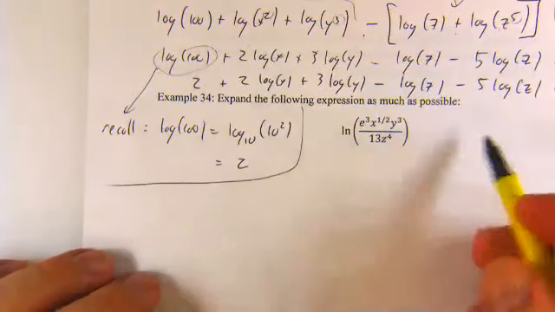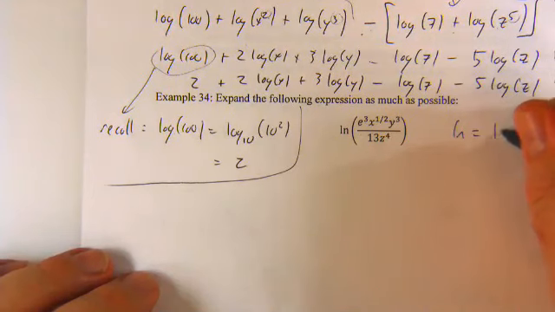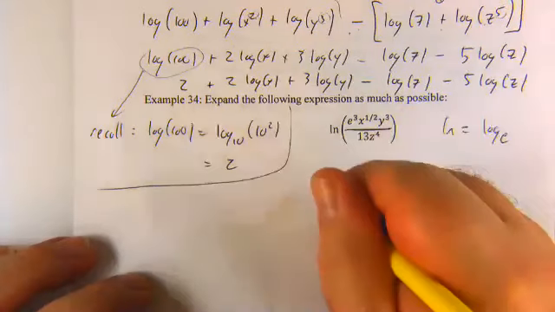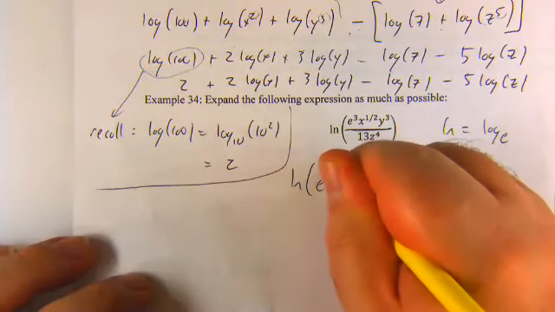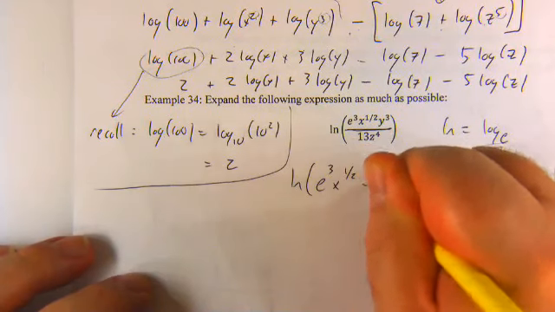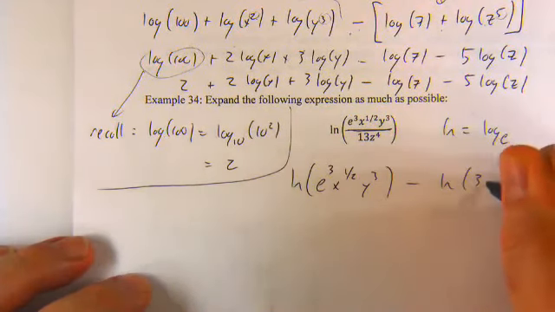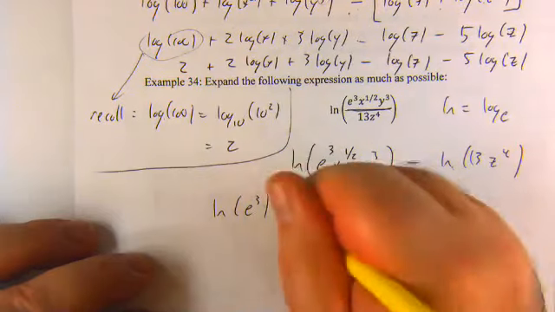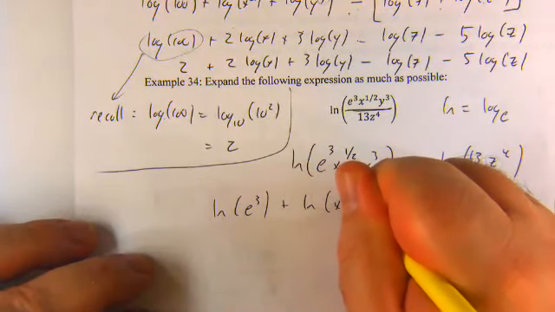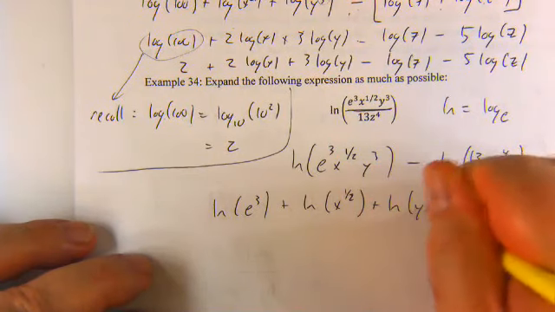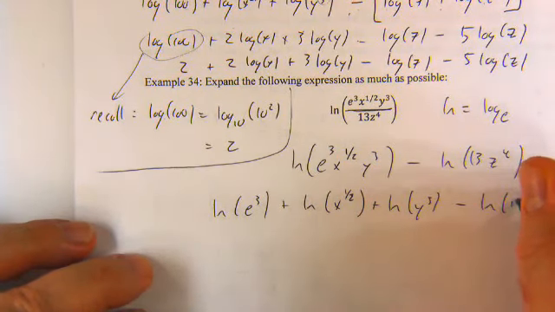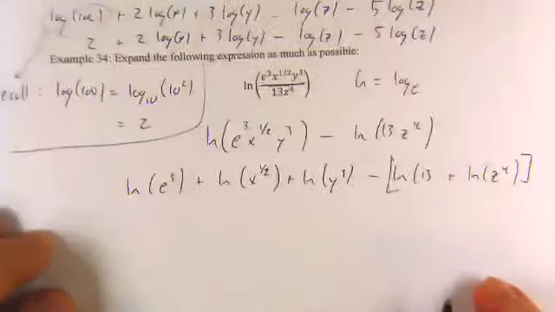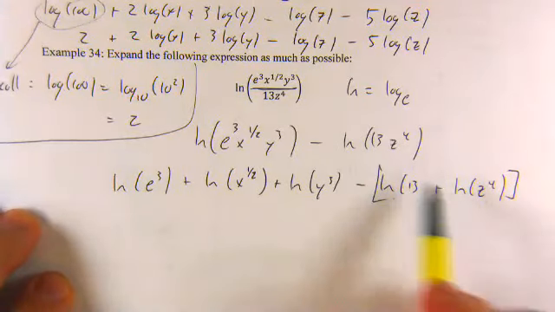So expand this. Remember that ln is log base e. So again, we'll start with the quotient. We'll have ln of the top minus ln of the bottom. Split the top up into 3 terms. Split the bottom into 2 terms. Keep track of your minus sign. It applies to both of these things because they're both in the denominator.